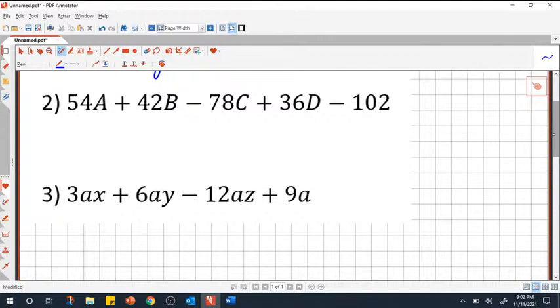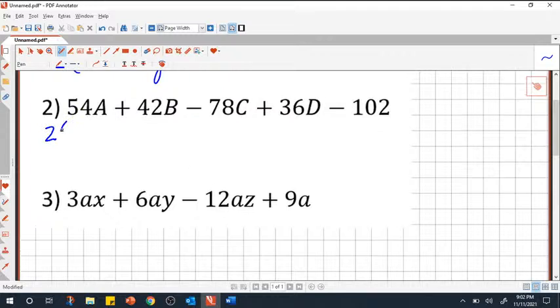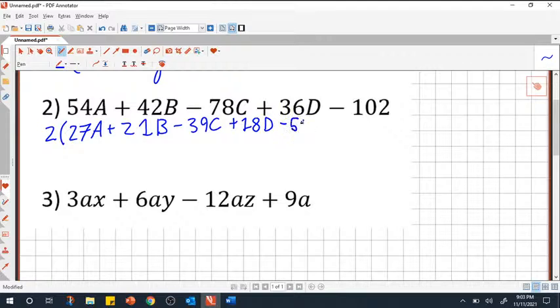Now over here, it's a little bit tricky. Like I'm looking at these numbers, and honestly, the only number I'm very sure goes into all of those is 2. I can see 2 goes into all those numbers. So I'm going to factor out a 2. And that's going to be 27a plus 21b minus 39c plus 18d minus 51.